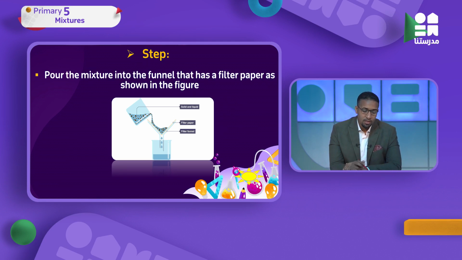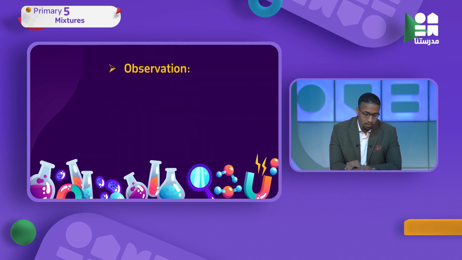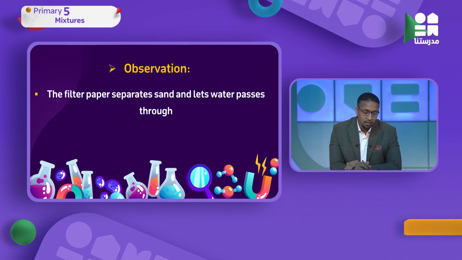Pour the mixture into the funnel that has a filter paper as shown in this figure. So what will happen next? Observation: we will observe that the filter paper separates sand and lets the water pass through the paper.